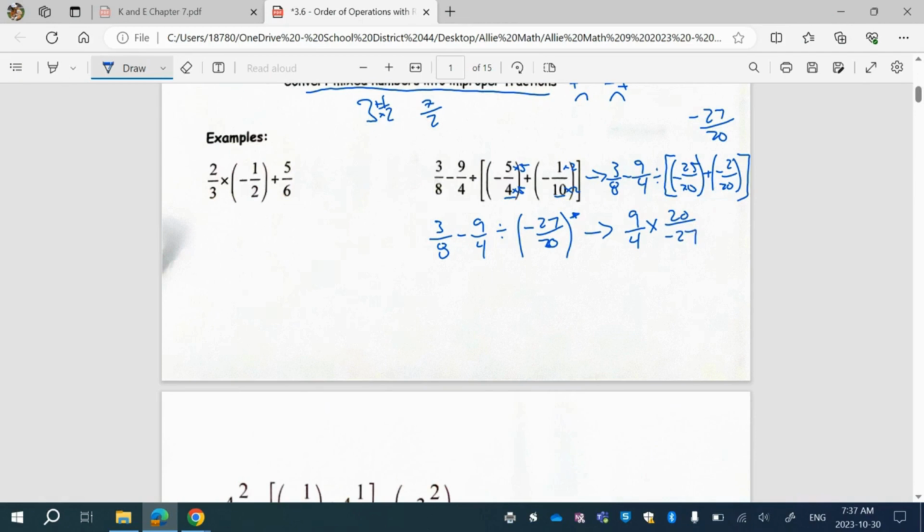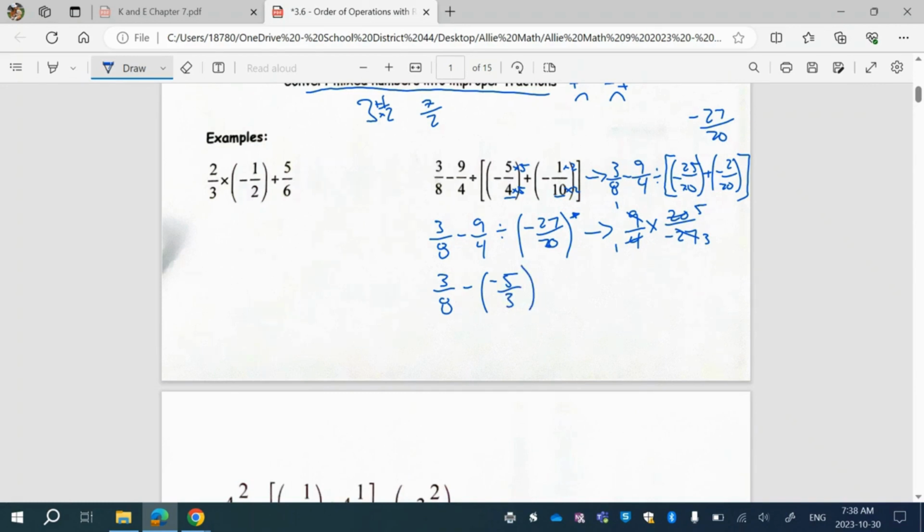And now we can cross reduce. So let's look diagonal, see if there's anything we can do. Indeed, there is. 9 goes into 9 once, and 9 goes into 27 3 times. 4 goes into 4 once, and 4 goes into 20 5 times. So now we have 1 times 5 and 1 times negative 3. So I'm going to rewrite this down over here. We've got 3 over 8 subtract, and then I'm going to move our negative back up to the top, negative 5 over 3.